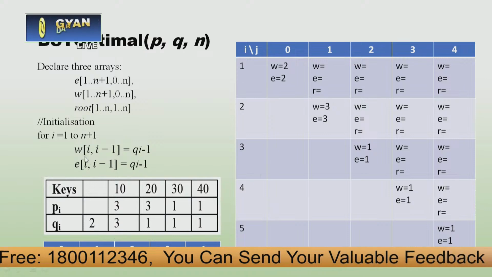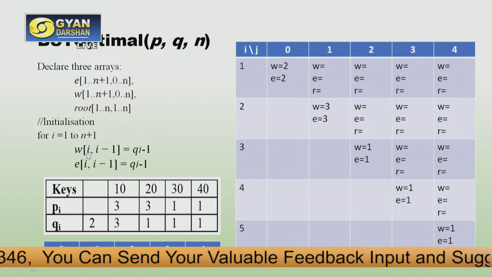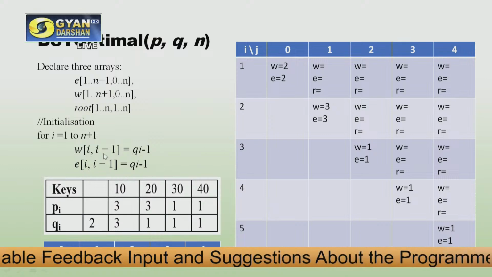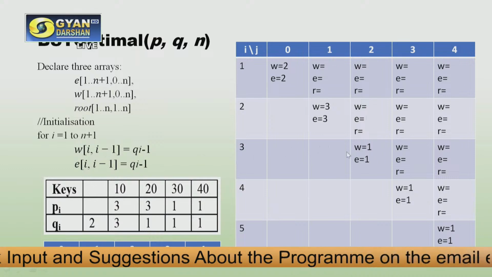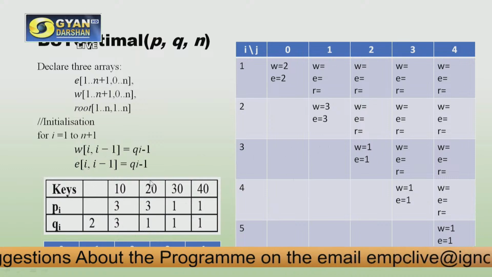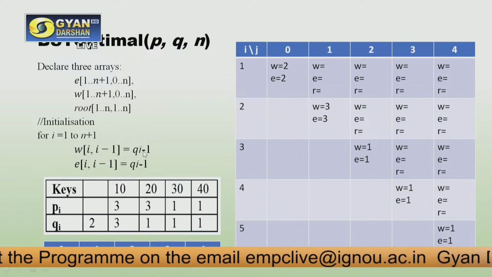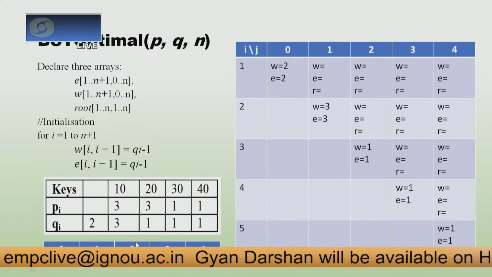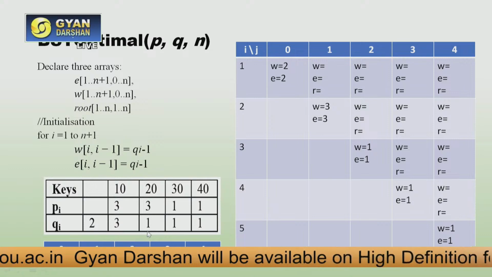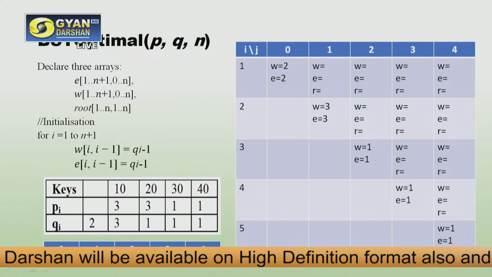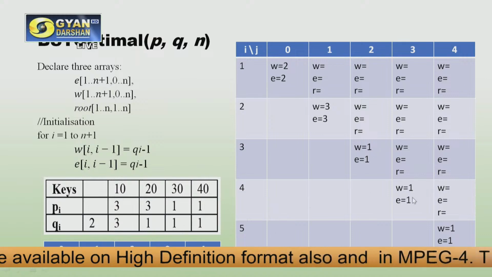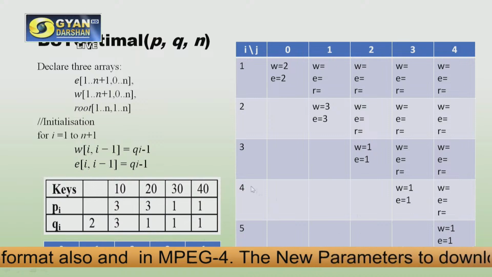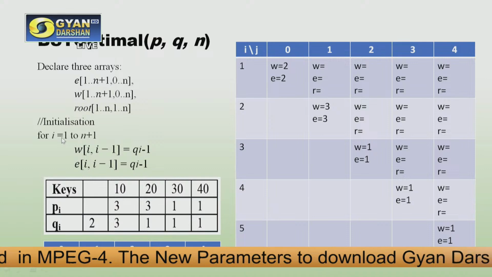Then comes W[3,2]. Now W[3,2] is going to be Q2, that is Q[i minus 1], where i is 3. So Q2 happens to be this value, 1. Q3 is also 1, so the next value is going to be 1, and 1 over here. And for Q4 also, you can see that i equals n plus 1.